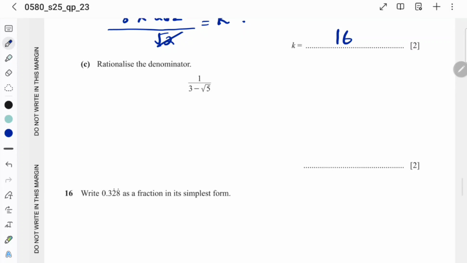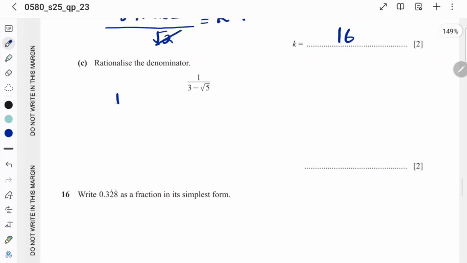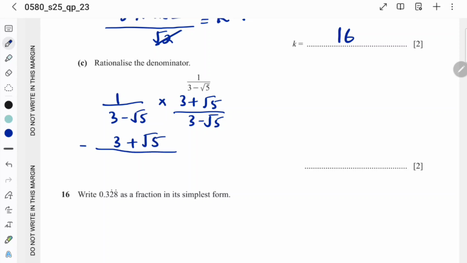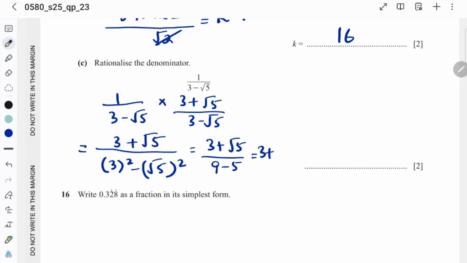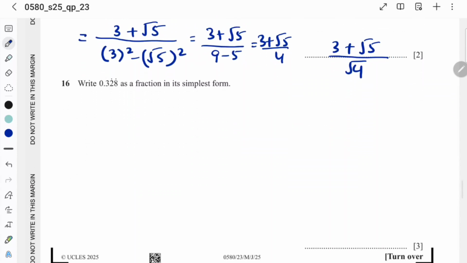Go to the next part, this is question 15 part C. Rationalize the denominator. You will just multiply with 3 plus square root 5 and 3 minus square root 5. 1 multiplied by 3 plus square root 5 will be 3 plus square root 5. A square minus b square, a plus b, a minus b. 3 plus square root 5 divided by 9 minus 5. Then 3 plus square root 5 divided by 4. So we rationalized the denominator.